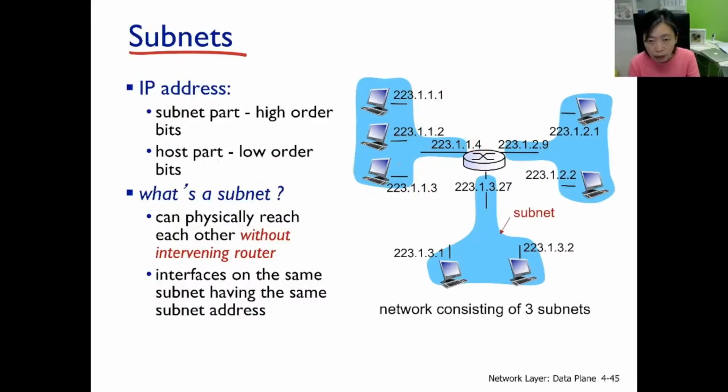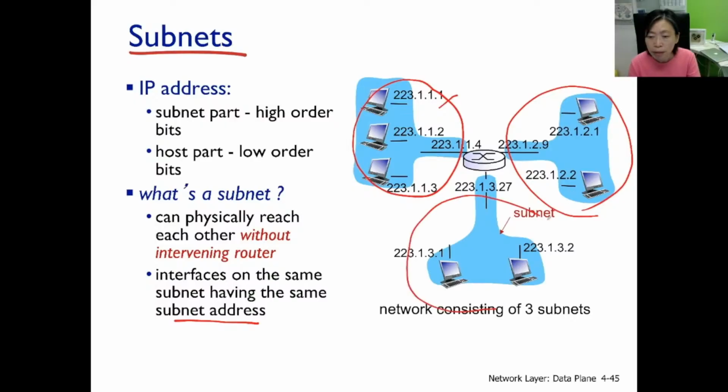Now, only the interfaces that are physically connected will share the same subnet address. So this is subnet 223.1.1. This is subnet 223.1.2, and this is 223.1.3.